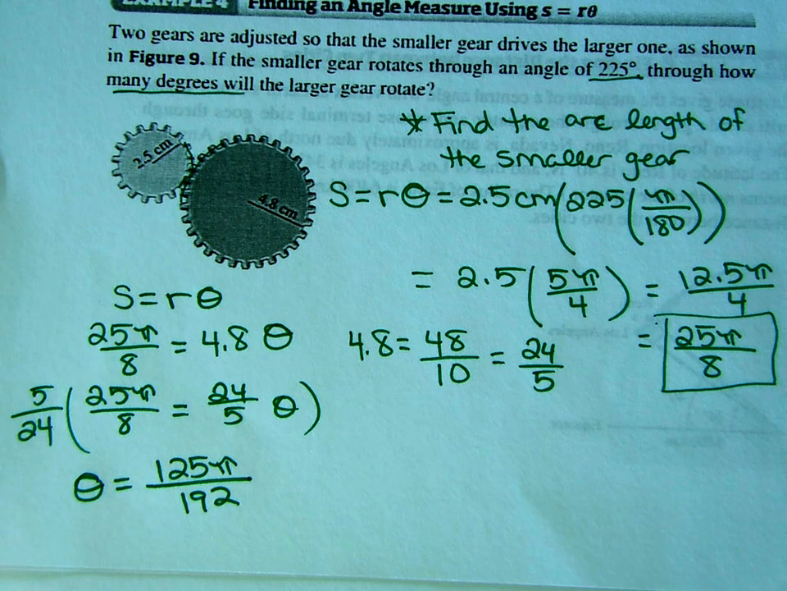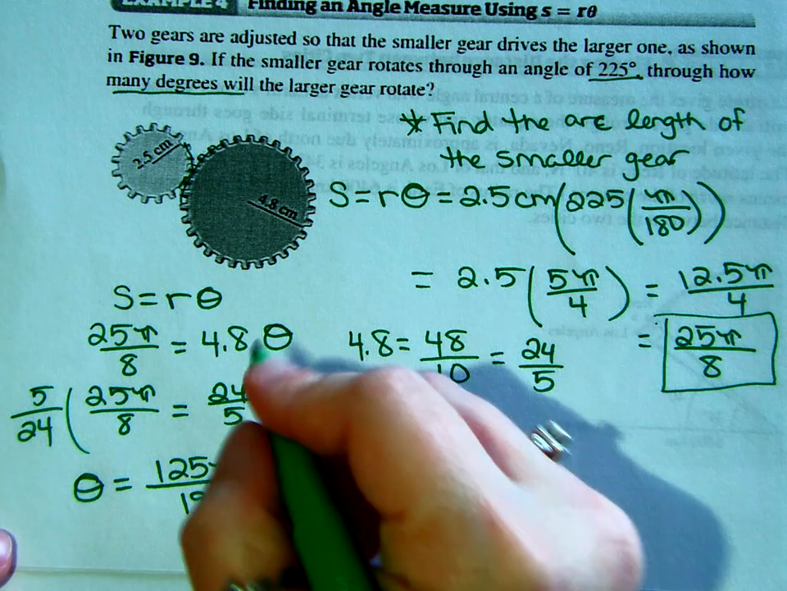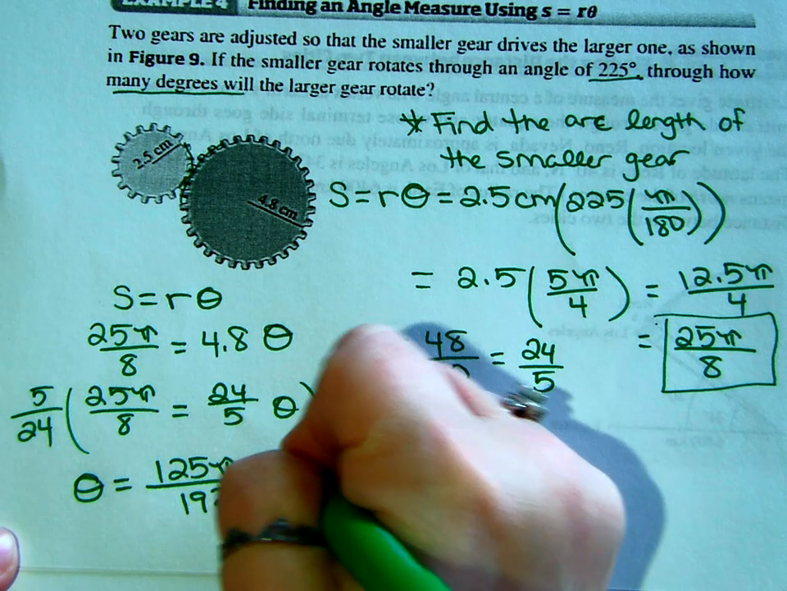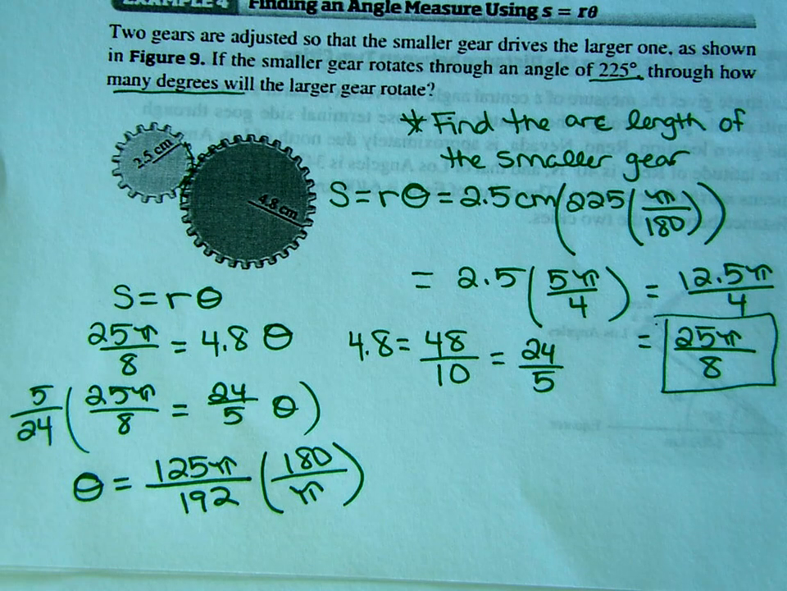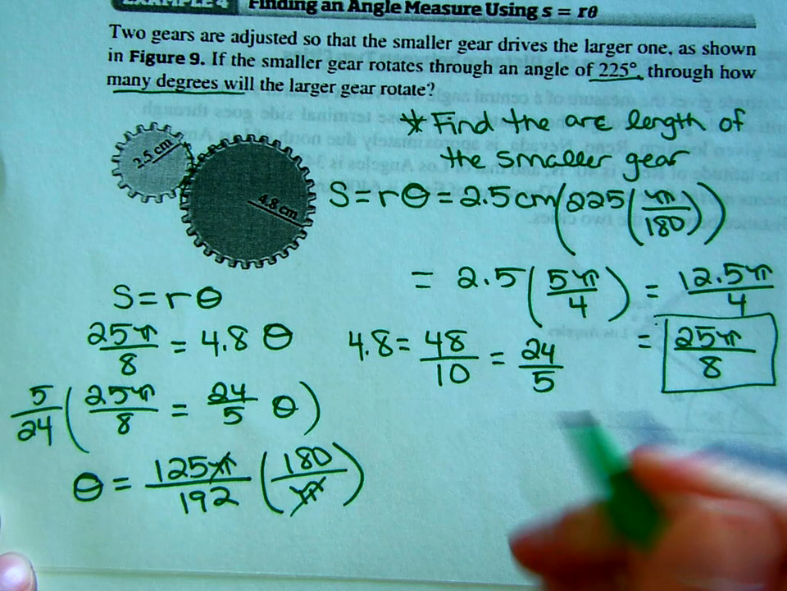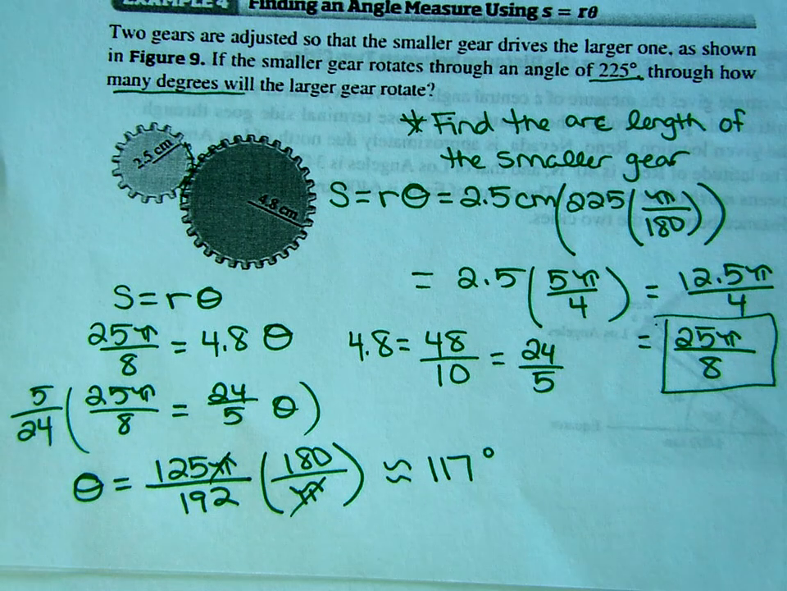So if I was leaving it in radian form, I'd be good to go, but it wants to know how many degrees. When you go from radians to degrees, you take 180 divided by pi. Notice I've kept it with pi as long as possible, again, so that I don't have to worry about the rounding. Now at this point, I would do the rounding because the pi's would cancel, and it shows me that I'm traveling approximately 117 degrees around the larger gear.